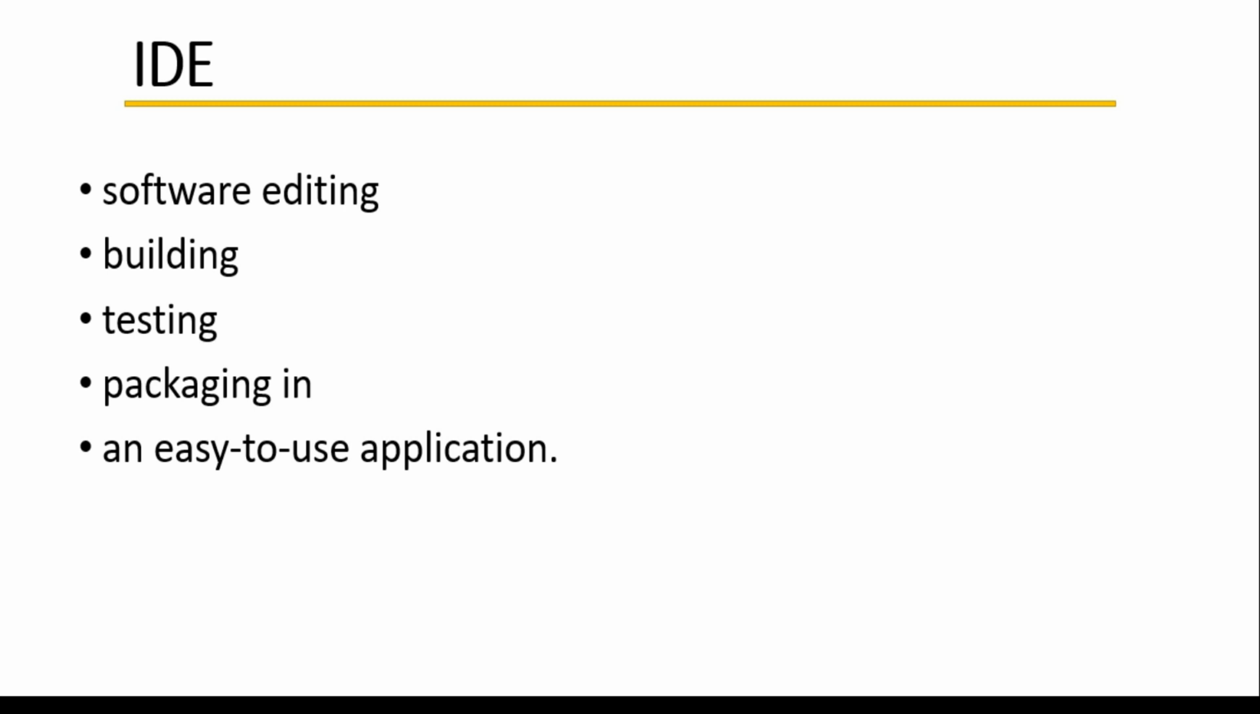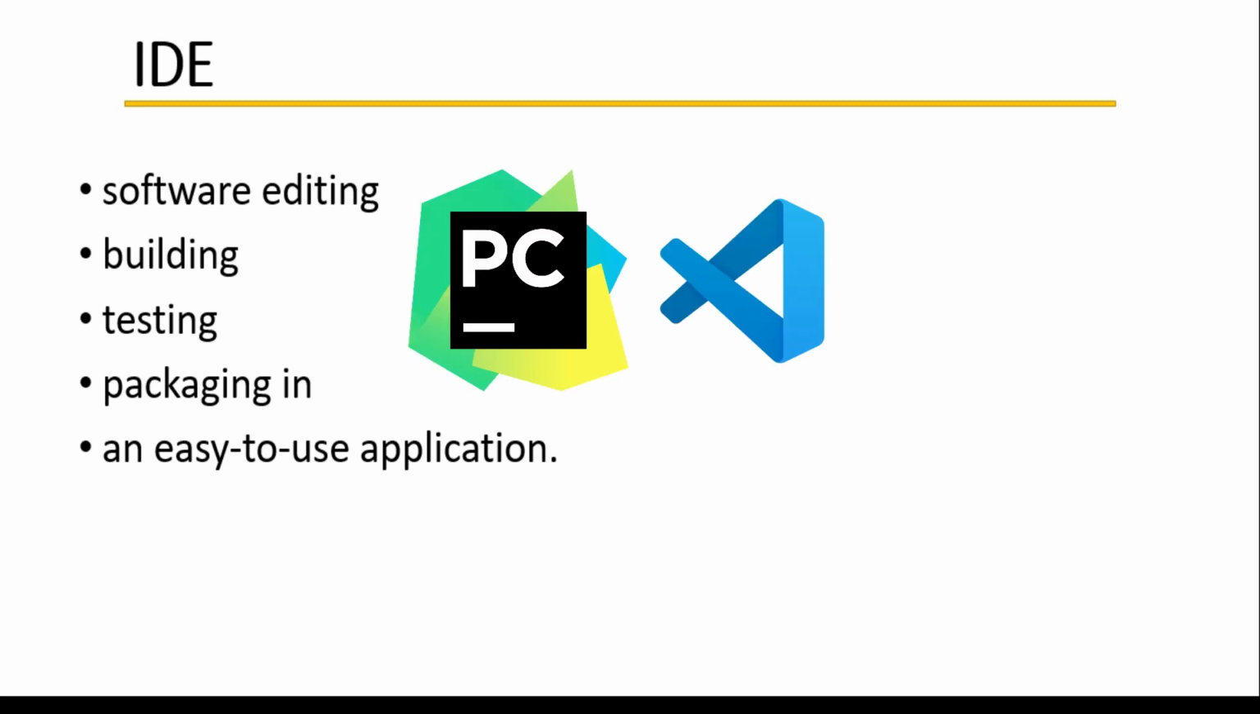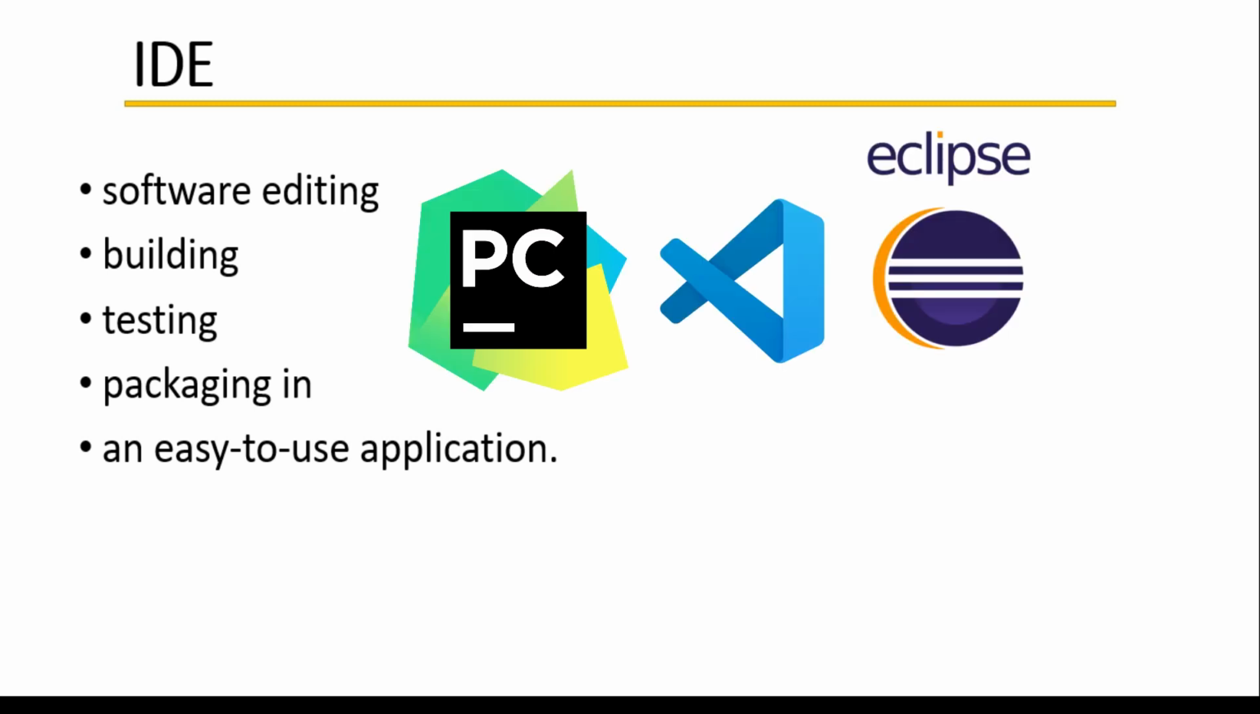It helps increase productivity by offering features like syntax highlighting, autocomplete, and real-time error checking. These features can significantly reduce the time it takes to write and debug code, making the development process more efficient. For Python, there are multiple IDE options like PyCharm, Visual Studio Code, Eclipse, and many more.